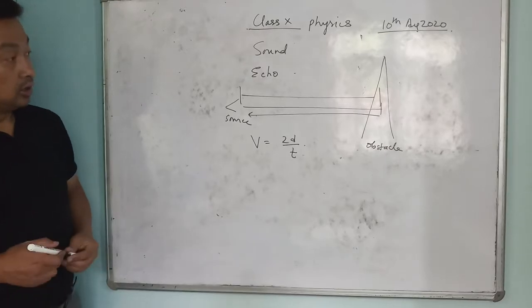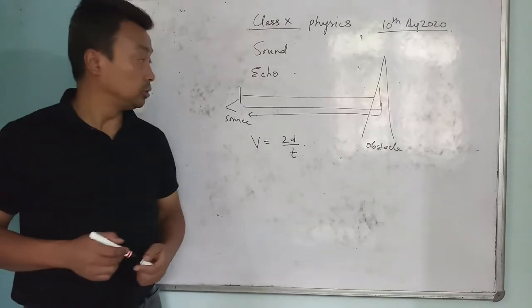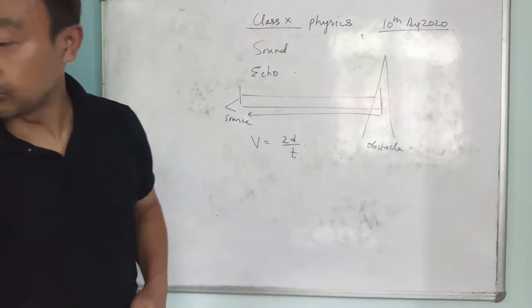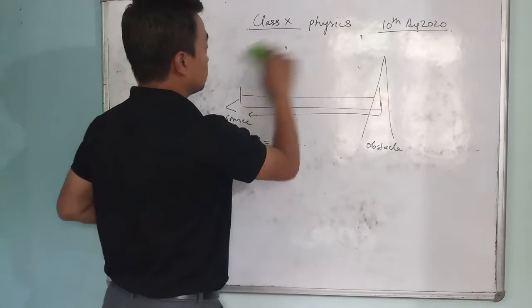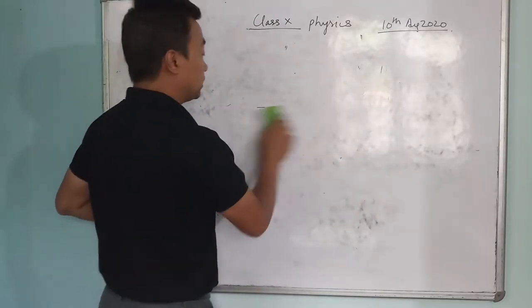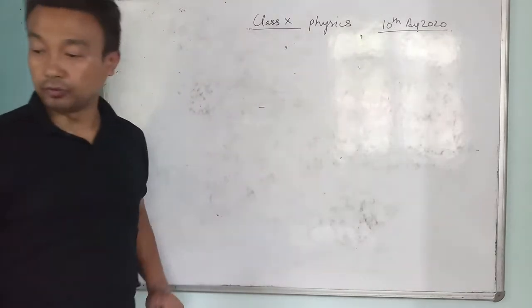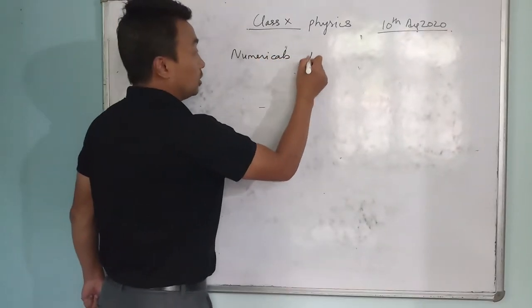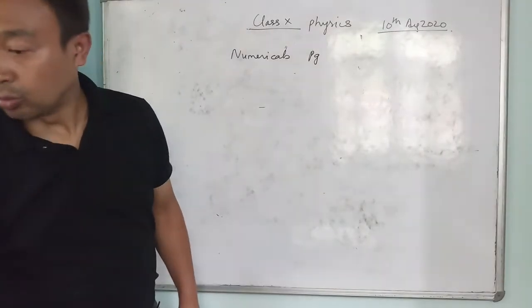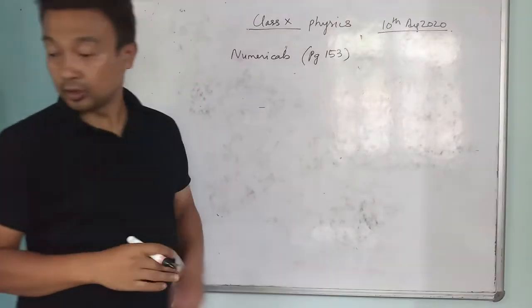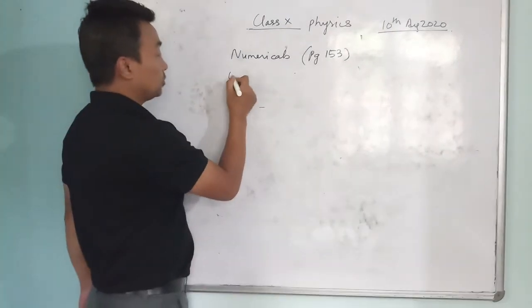Now, continuing with this, we will do some numericals from your textbook on page number 153. Let us do some numericals today. These numericals are very, very important from the exam's point of view also. There are about 10 questions, so I'm going to solve only 5 today.